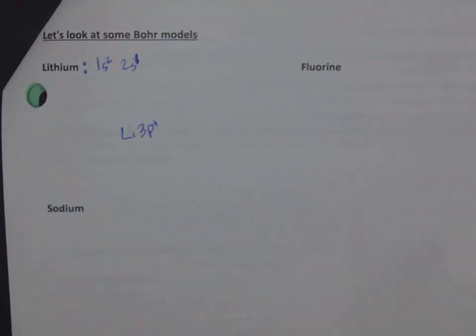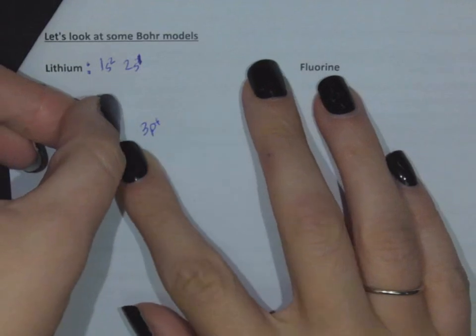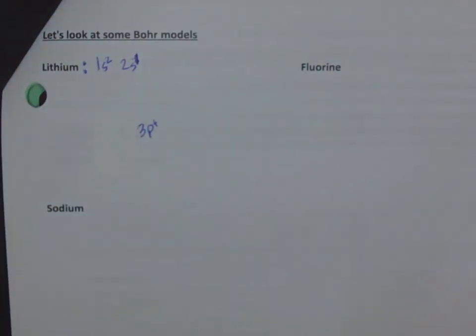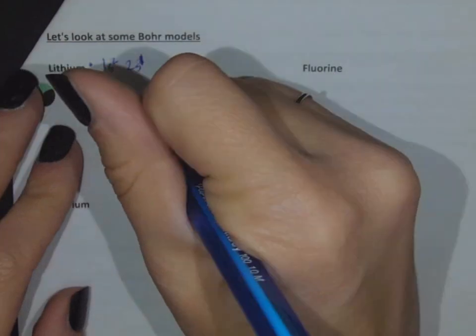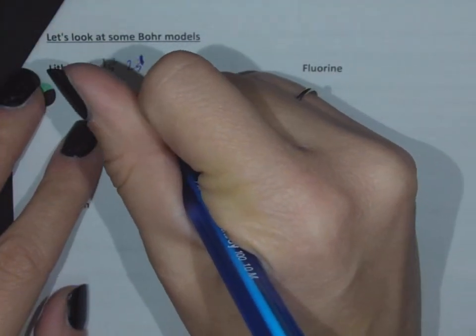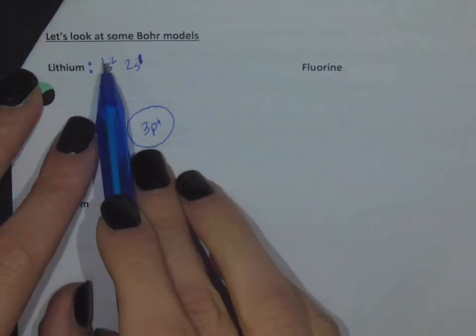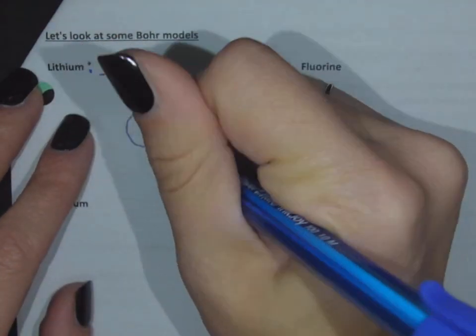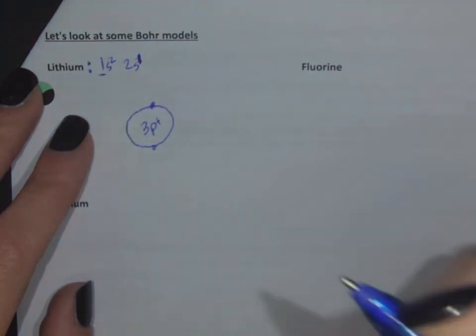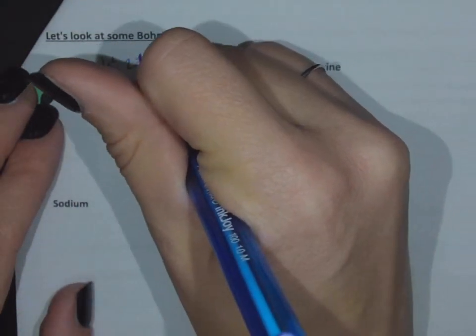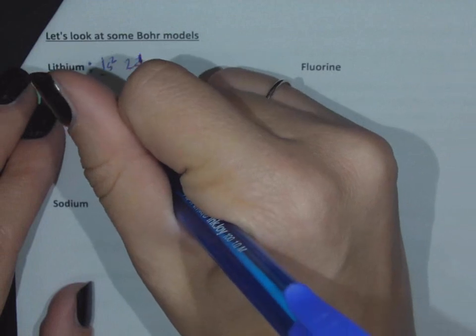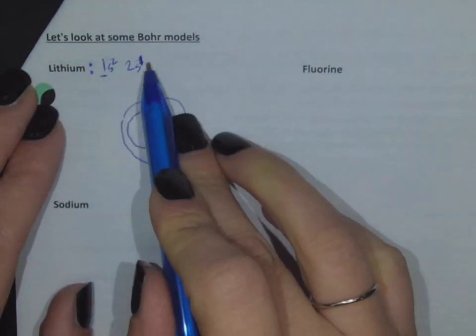Let's cover up where I drew the lithium, because we already know that this is the one that we're dealing with. Okay, so we got 3 protons, and energy level 1, because remember the numbers are the energy levels, so energy level 1 has 2 electrons in it. And energy level 2 has 1 electron in it.